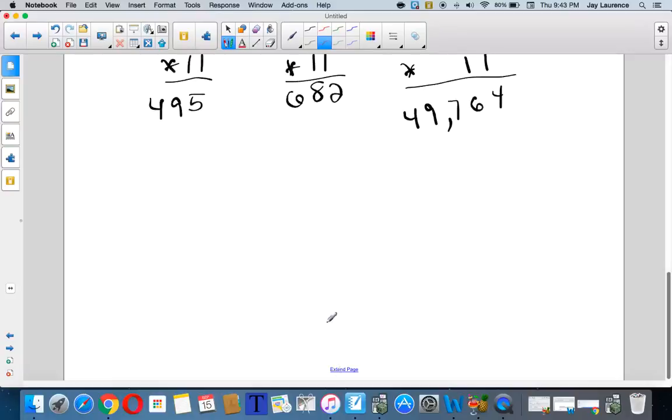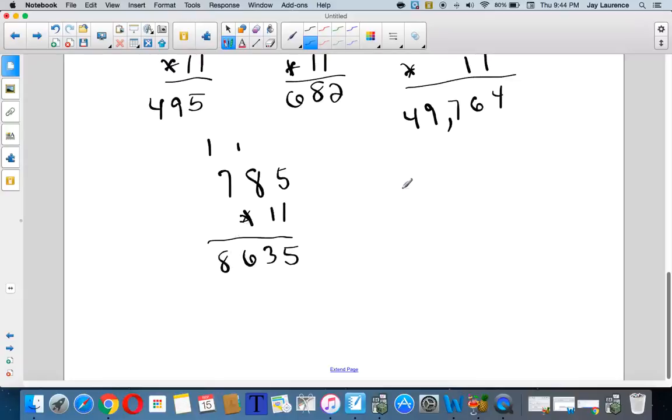Now you do have to be careful if you have to carry. So for example, if I had 785 times 11, I've got to be careful with the carrying. The 5 is going to come down. 5 plus 8 is 13, but now I've got to carry a 1. 7 plus 8 is 15, plus the 1 is 16. And I've got to carry the 1, so instead of 7 being in front, it's going to be an 8. See how simple that is?